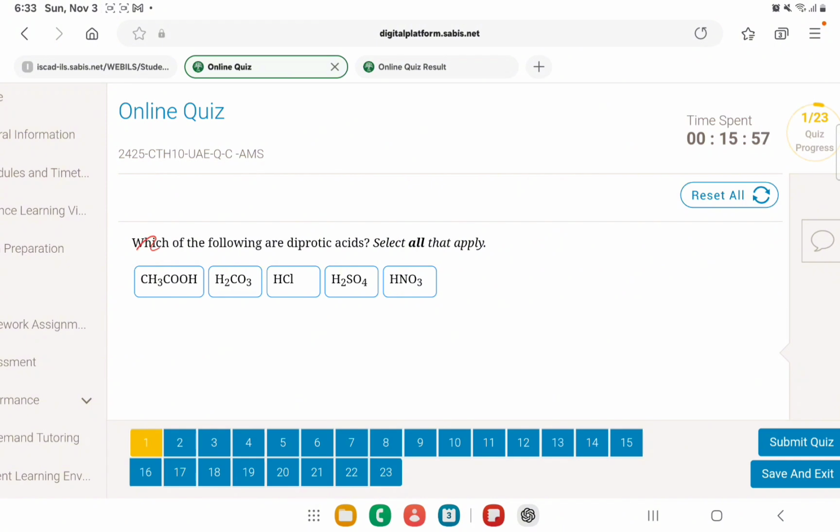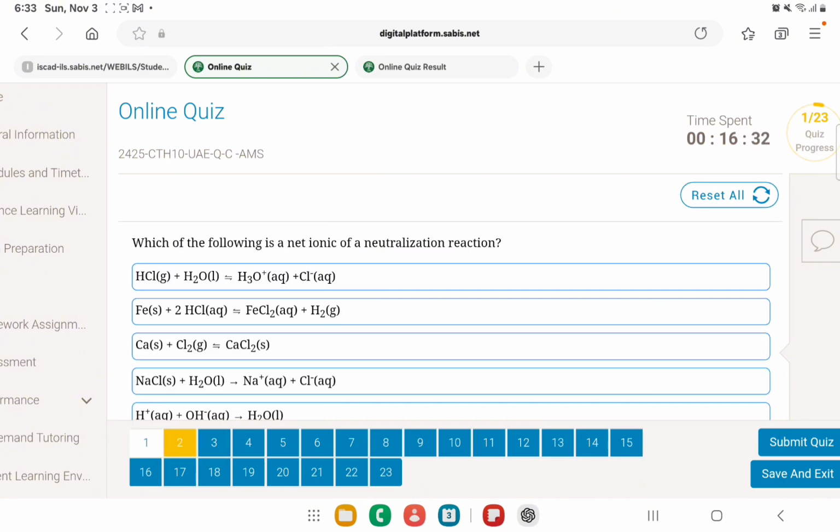Okay, so which of the following are diprotic acids? Diprotic acids are acids that react to give away 2 protons to other atoms. Okay, so you only need to know these two, the sulfuric acid and I don't know what this one's called.